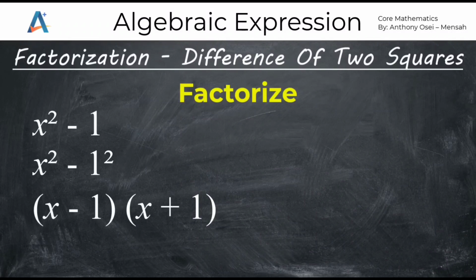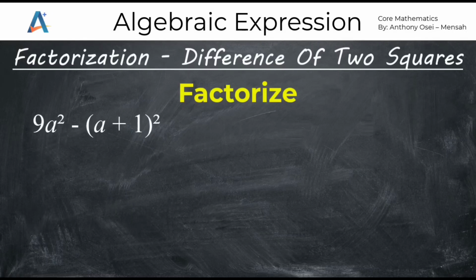Question number 10 is a little bit more difficult than the rest of the questions. It says factorize 9a squared minus (a plus 1) all squared. You have to take your time. I want to use the difference of 2 squares approach, which is a little bit simple for me. Now, checking from 9, 9 is a perfect square. a is also a square. So the two of them can represent our first square.